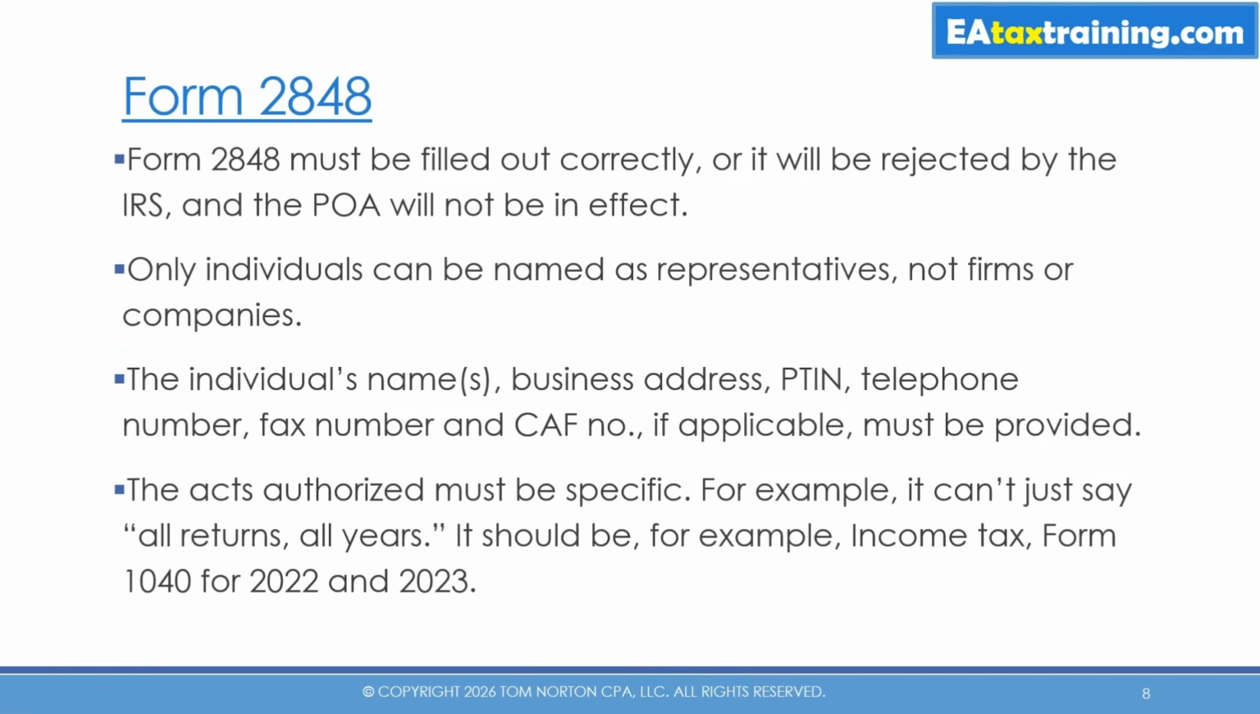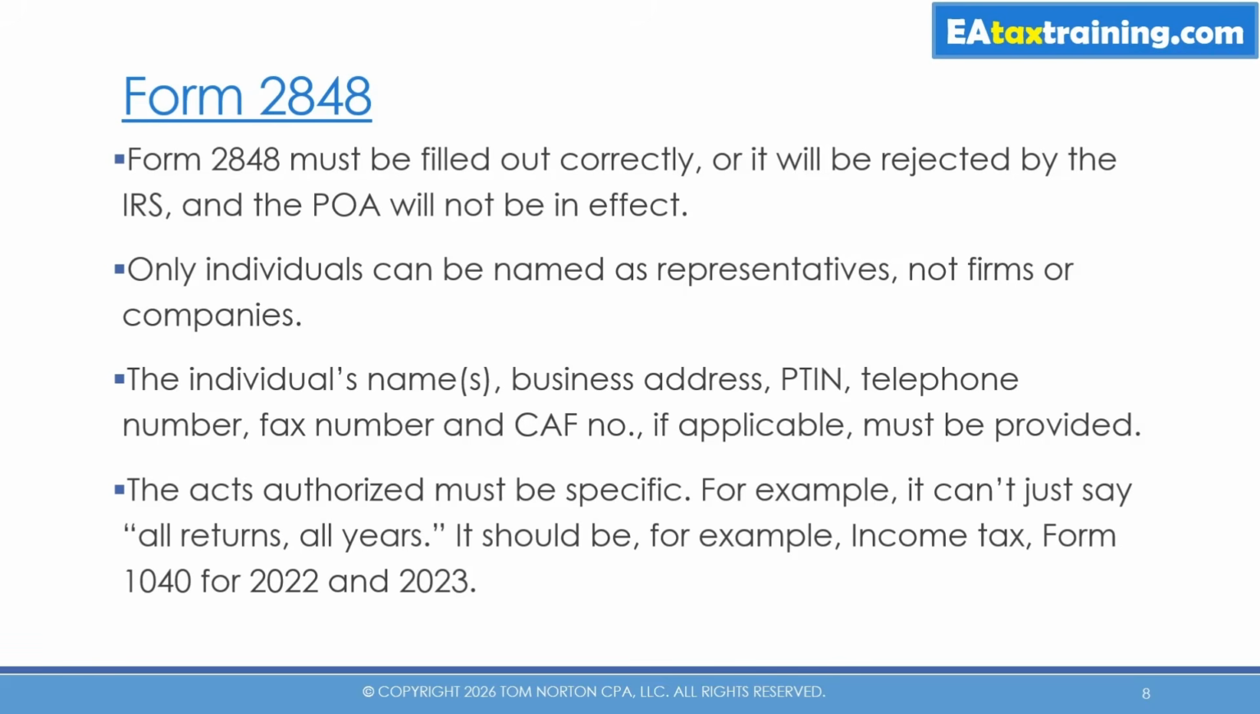With the Form 2848, it must be filled out correctly or it will be rejected by the IRS, and the power of attorney will not be in effect. So sometimes if you make a mistake on a regular tax return, like on a 1040, oftentimes the IRS will just either overlook the mistake or they'll make some correction for you, and then they will send the taxpayer a letter that says, look, we corrected this and there's nothing else for you to do. With the 2848, that is not the case. You need to get it right or they will just reject it.